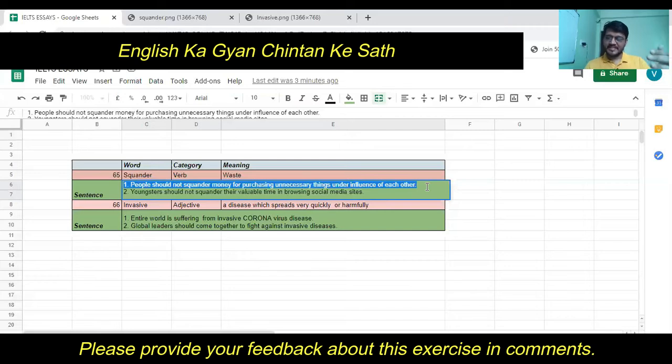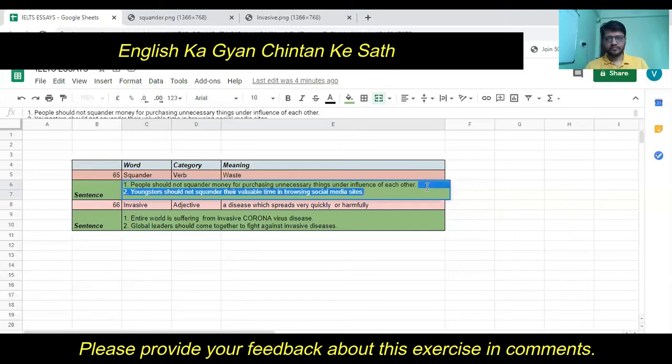So in that context, people should not squander money for purchasing unnecessary things under the influence of each other. If the things are necessary, then definitely people should buy them. But if people are purchasing just because of the influence of others, then according to me it is a squandering of money, or a waste of money. So in that context we can use the word squander.